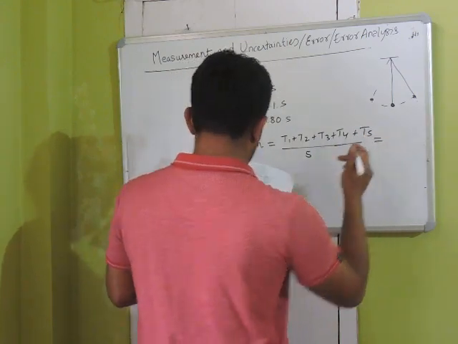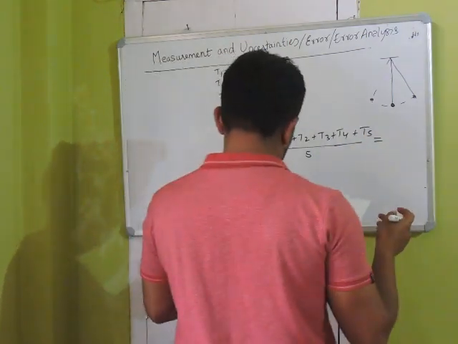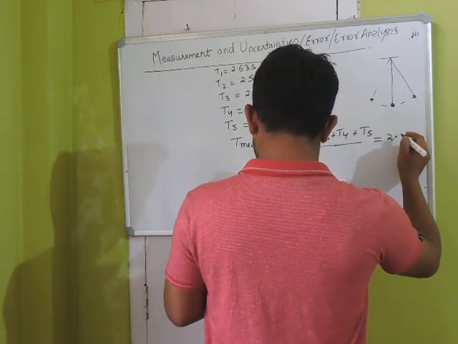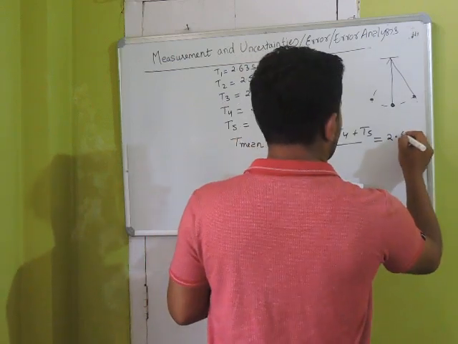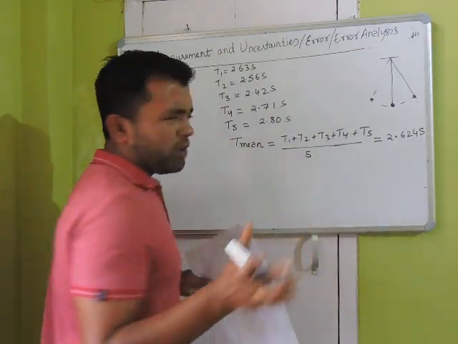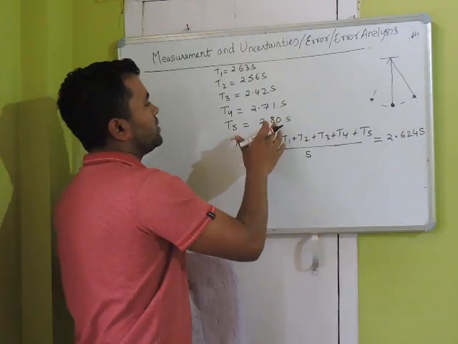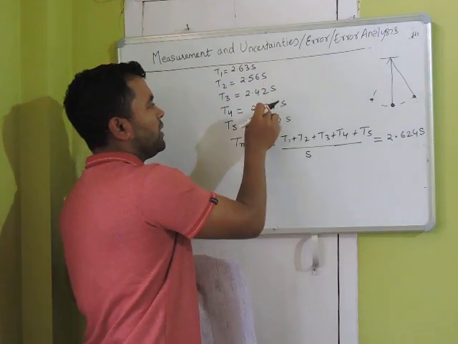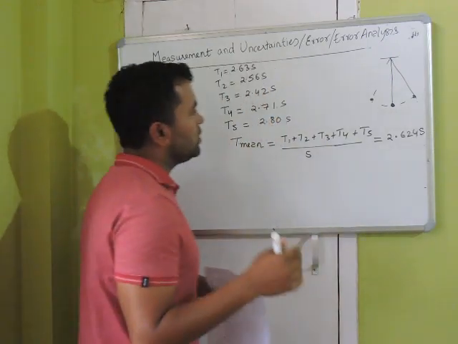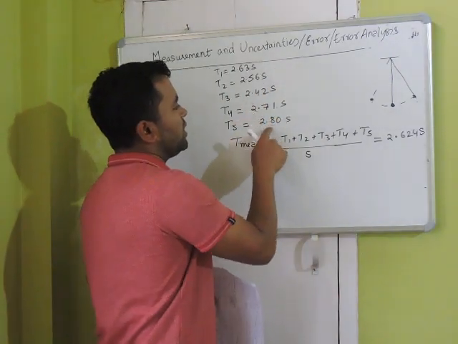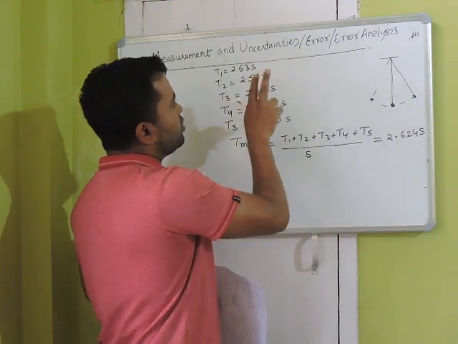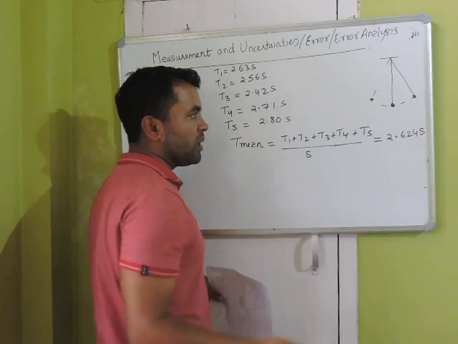And what you get is 2.624 second. Now you know from significant figures, if we are adding numbers, then I have to see which number has the least number of significant figures after the decimal, and my answer will be rounded off to that only. After the decimal I have 2 places everywhere, so my answer will be rounded to that.